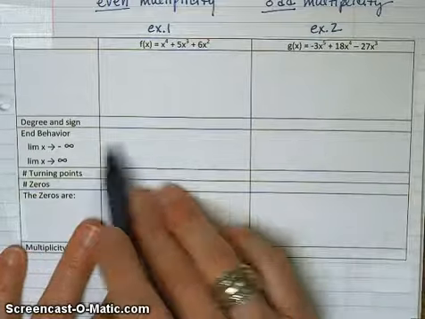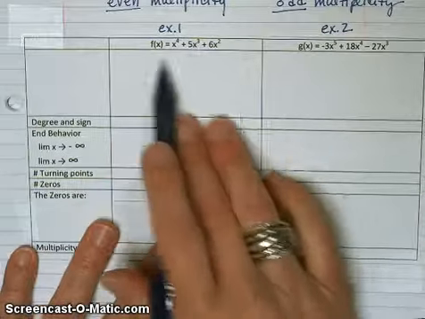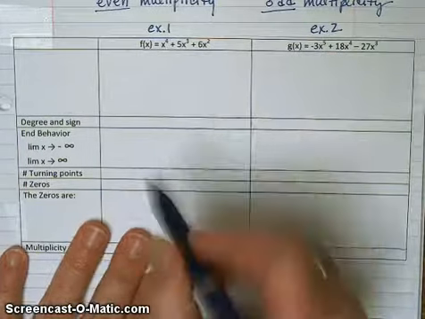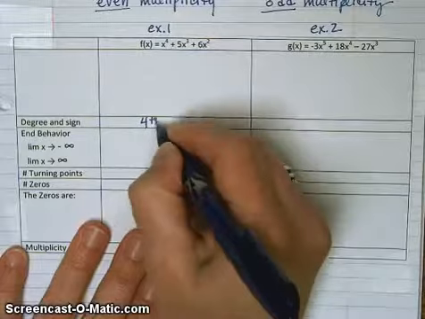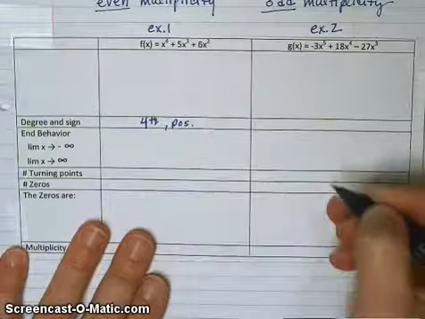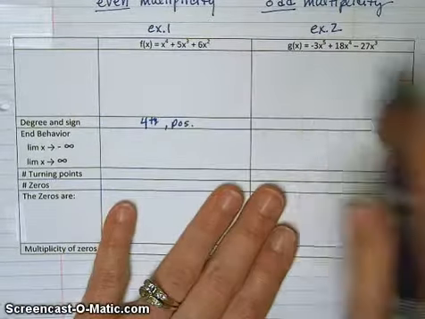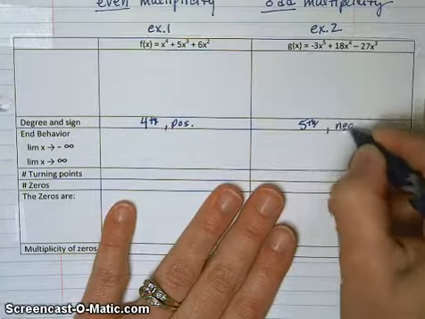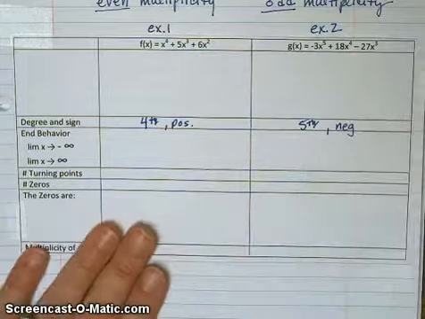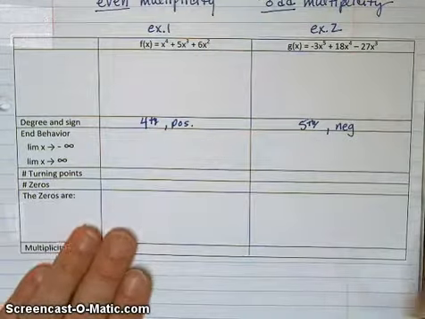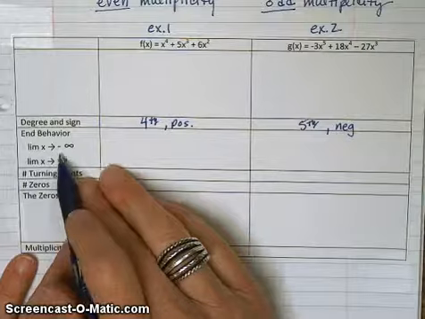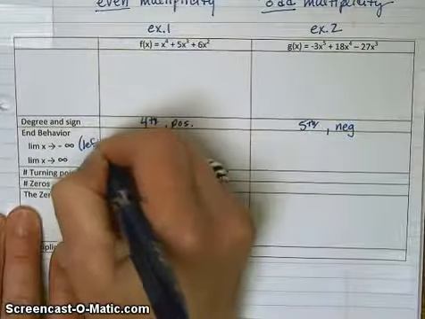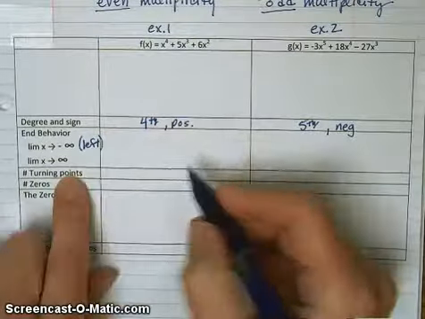Okay, the degree and the sign of this first function, x to the 4th plus 5x cubed plus 6x squared. Okay, it's to the 4th degree, and it's positive. This one is to the 5th degree, this equation, example 2, and it's negative. Let's talk about the end behavior. The end behavior is the limit as x approaches negative infinity. Well, we talked about that a minute ago. That's the left. Consequently this would be the right.